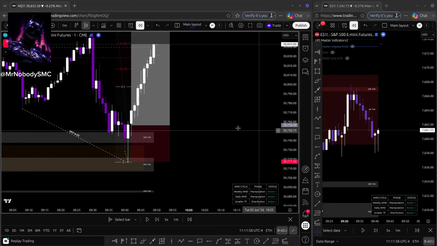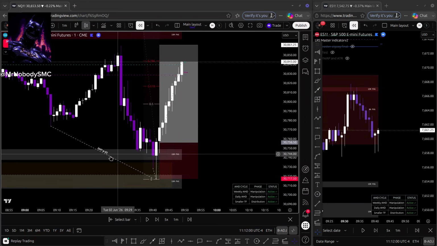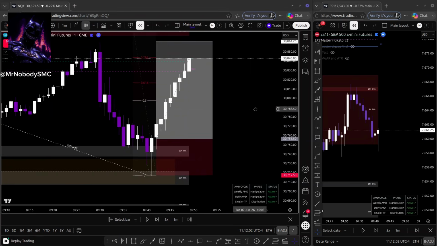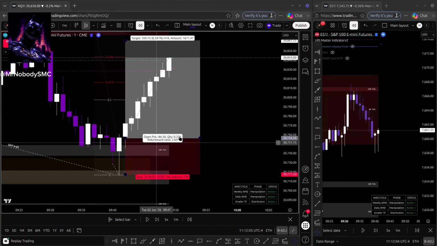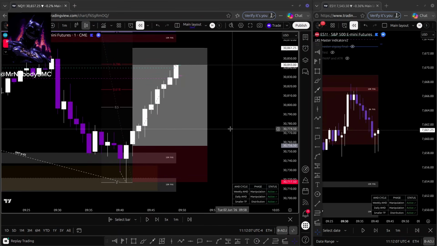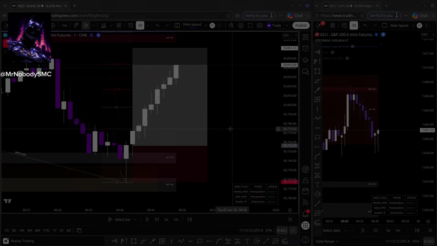Right here, clearly I didn't follow my system. I didn't wait for the internal SMT to form. Internal SMT form right here. That's the algorithm telling you, hey, yes, it's me. It's me playing out right here. That's smart money telling you, hey, yes, we are in fact moving the market from here to here.